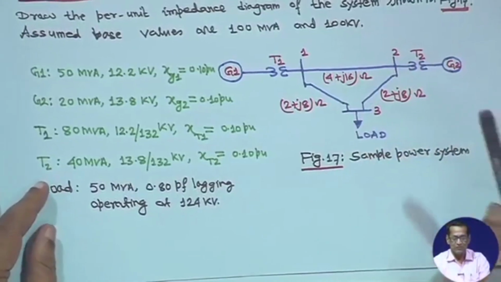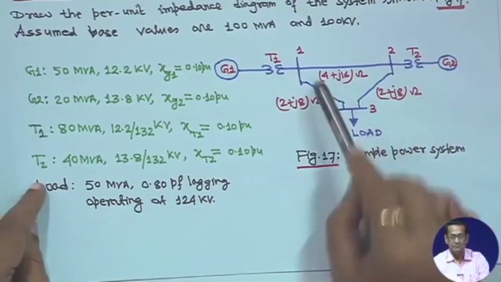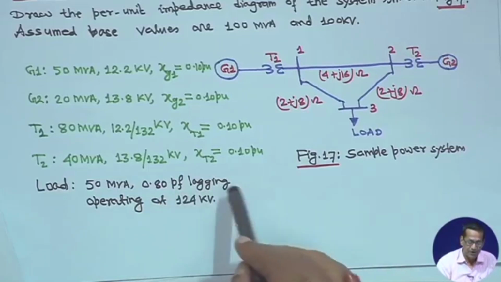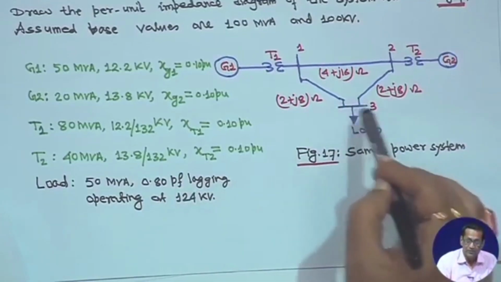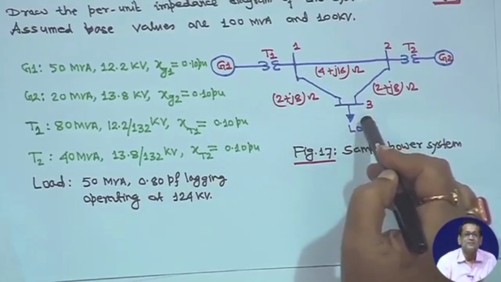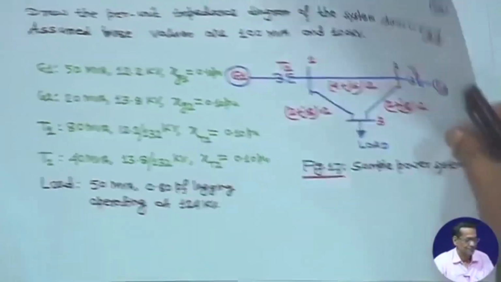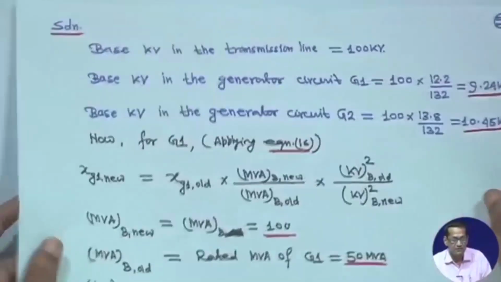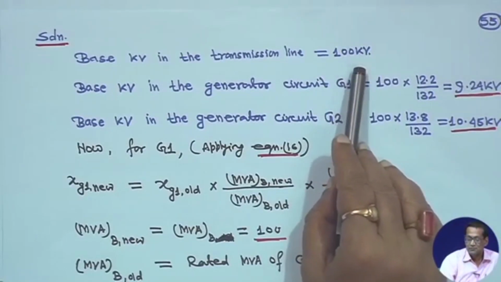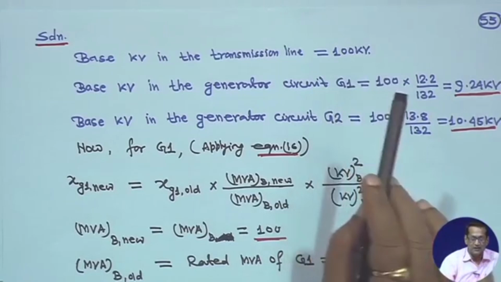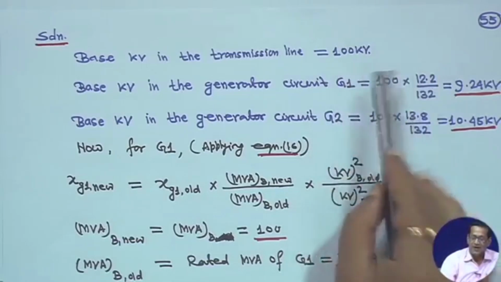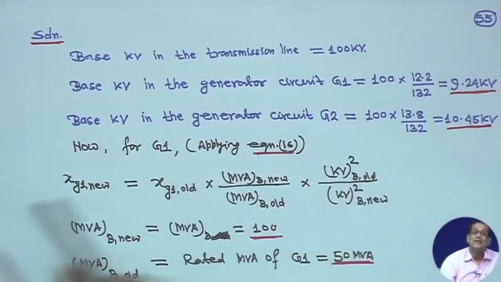So, there should not be any confusion, and this is the sample power system diagram. And the load, I told you, is 15 MVA at 0.8 lagging, but operating at 124 kV. Although the line is 132 kV, due to the load and other things the voltage has fallen to 124 kV. So, the base kV in the transmission line, since nothing has been mentioned here, we will assume 100 kV. Instead of 132 or something, I have taken 100 kV arbitrarily, such that all transformation will be easier for you.